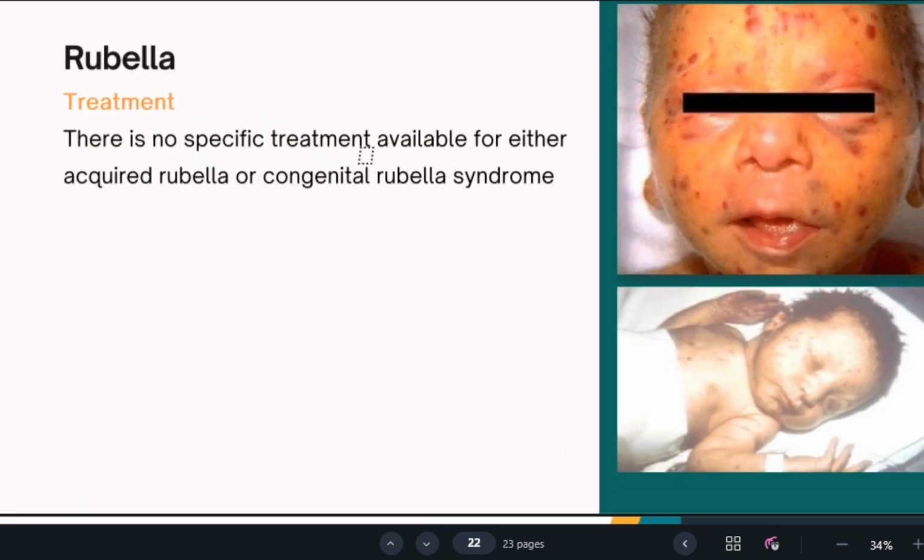There is no specific treatment available for either acquired or congenital rubella syndrome.